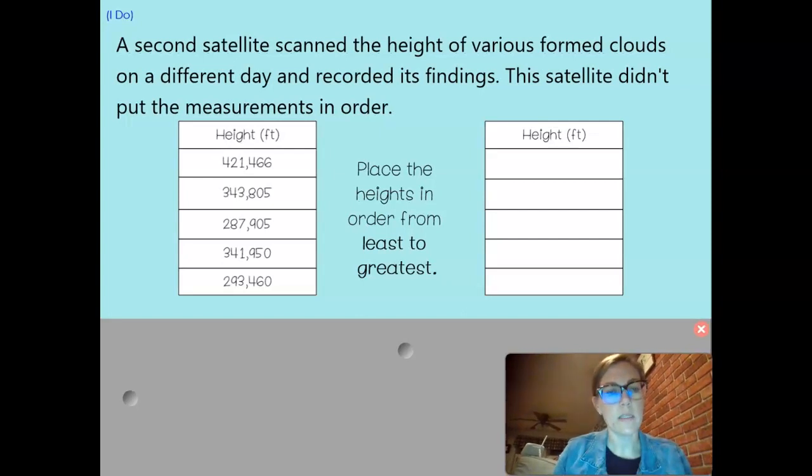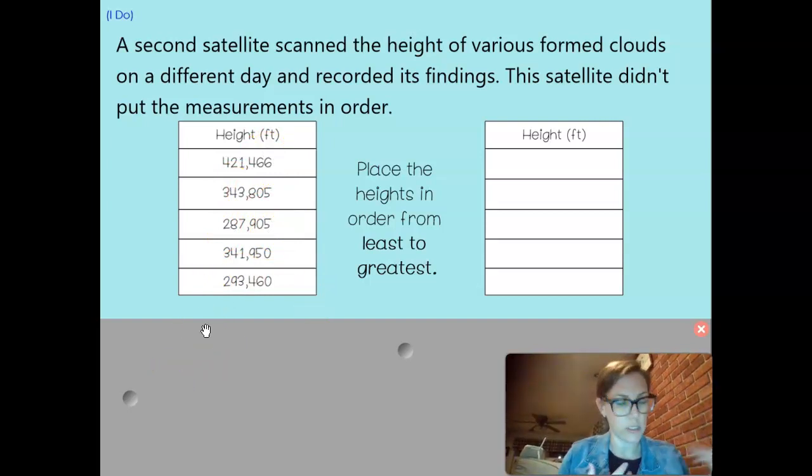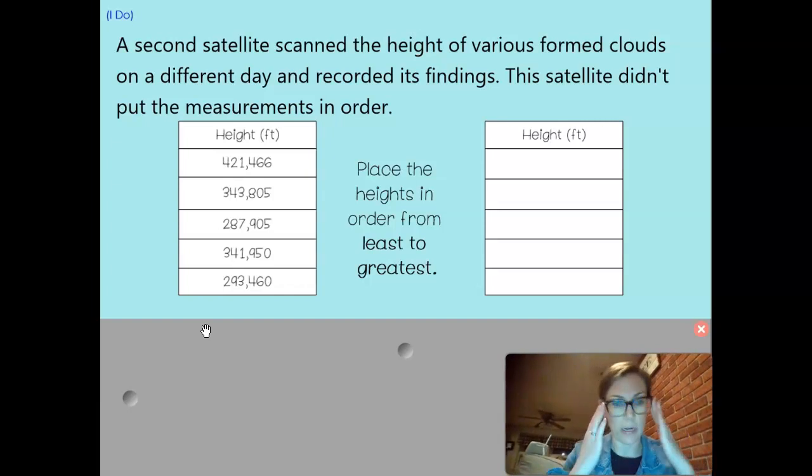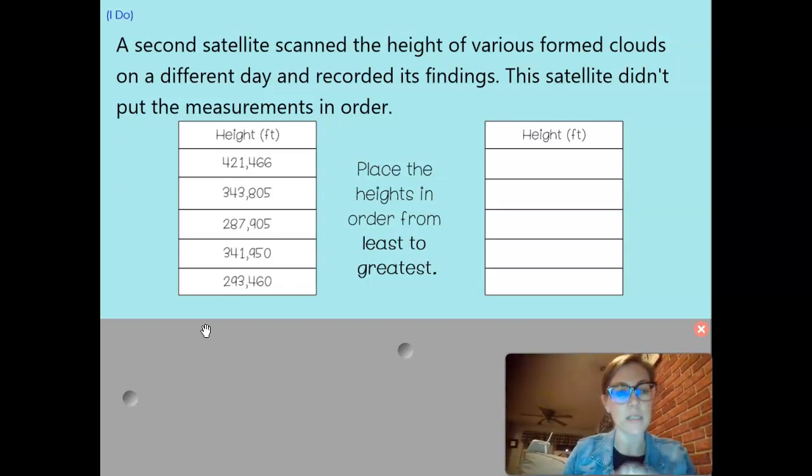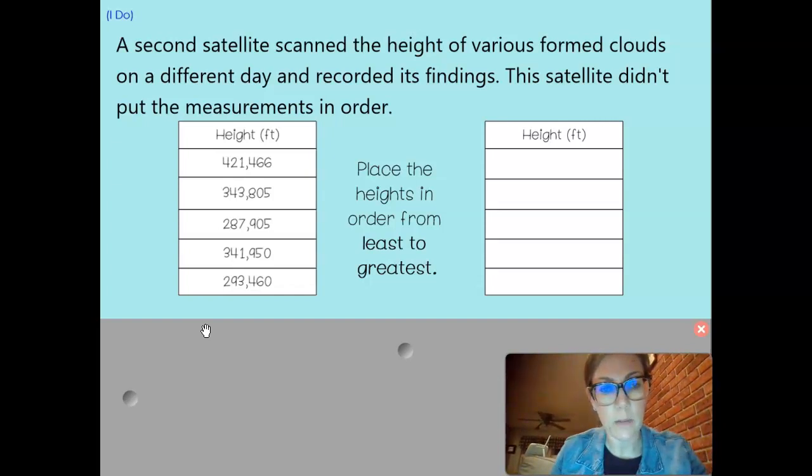Okay, so the first thing we need to look at is, does any number have more or less digits than any others? Well, out of the numbers given to us, every single number has 6 digits in it. So no number has more or less digits than the other. That strategy we can't use right now. The next best thing to do is to look at the first digit in every single number. So the first number has a 4, the second one has a 3, then we have a 2, then we have a 3, and then we have a 2.